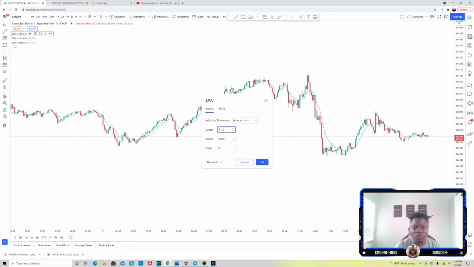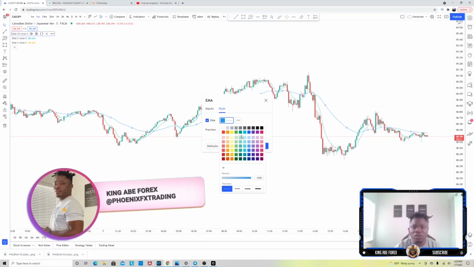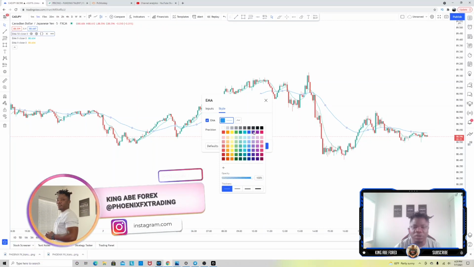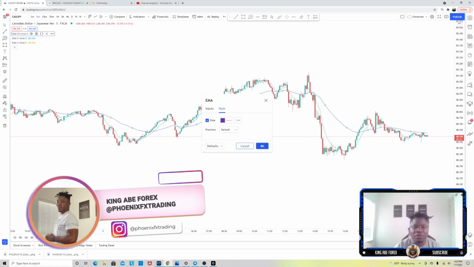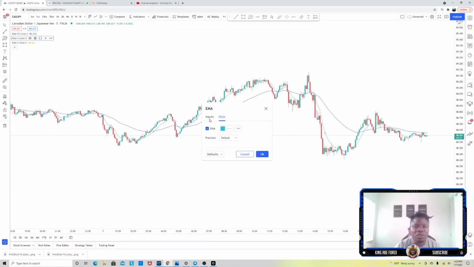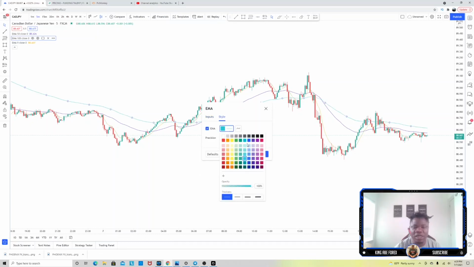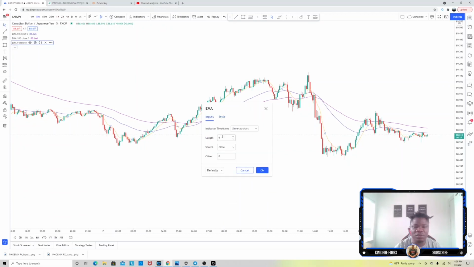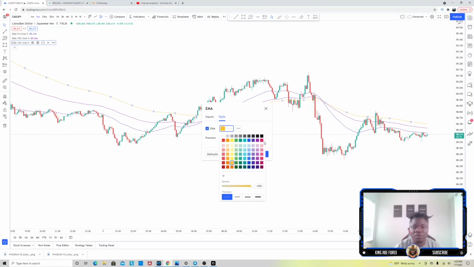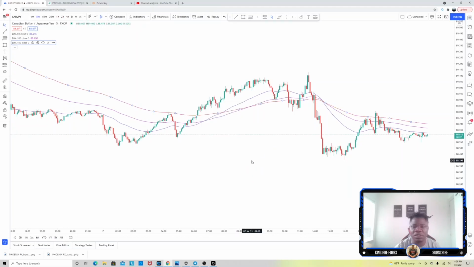For the first one, we're going to change this to 50, and for the style, you can use whatever color you want. I'm going to use this one right here for the first one, 50. For the second one, we're going to change this to 100, and for the style, I'll use this color right here. Click on OK. Now for this last one, we're going to change this to 150, and for the style, just use whatever color you want as well, and then click on OK.